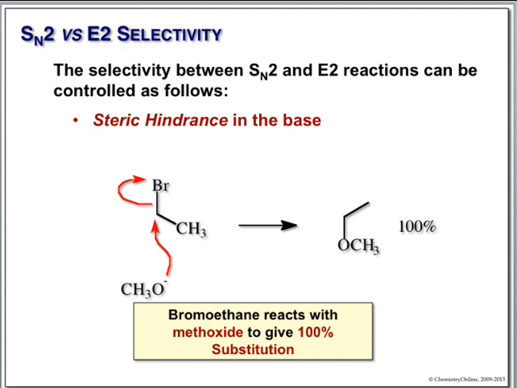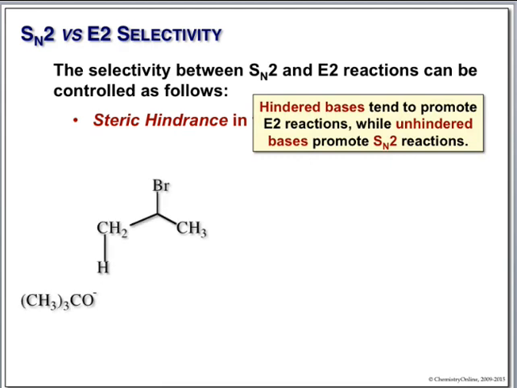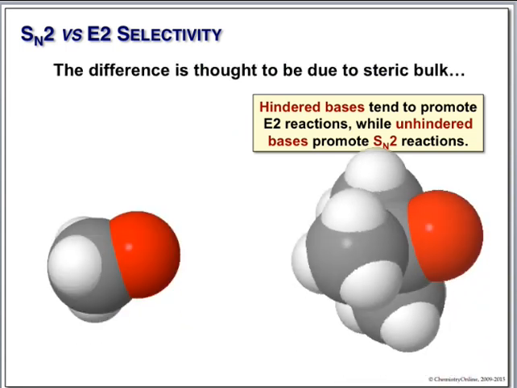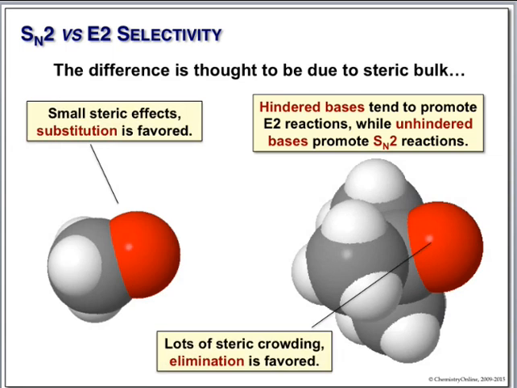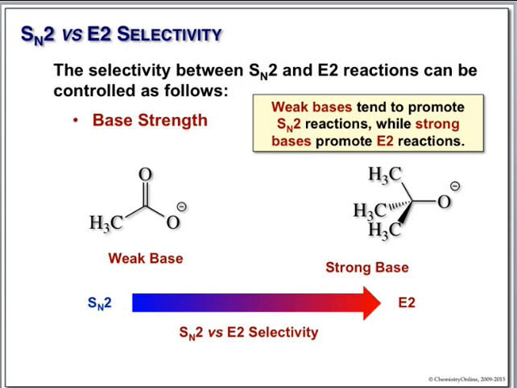That's virtually 100%. If instead of methoxide we use tert-butoxide, again a tertiary alcohol, this is going to pull off the hydrogen and give us elimination, virtually 100%. The difference, again, is simply steric bulk. Easy to get to, versus big, ugly thing, not easy to get to. Our base strength, again: good strong base, because we have to pull off a hydrogen. Weak base, almost always going to go SN2. The bottom line here, though, is that if you ever see tert-butoxide and tert-butanol, you're talking E2.